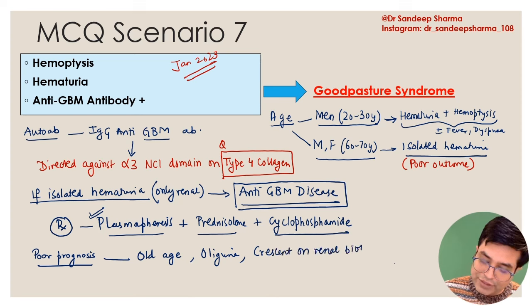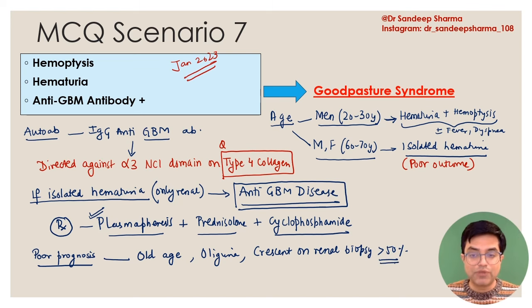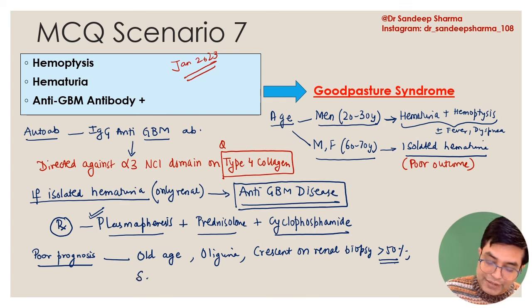और कितने crescents? More than 50% glomeruli are affected with crescents. That has a poor prognosis. किसी patient में आपको मिले कि serum creatinine is more than 4 to 5 milligram per deciliter. That has a poor outcome.